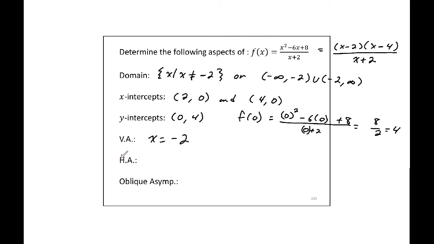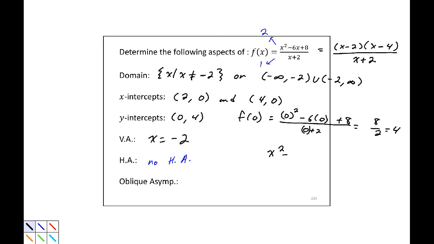Next, we want to look for a horizontal asymptote. And again, for this, we'll want to look at the degrees of our numerator and denominator. Our numerator has a degree of 2, and our denominator has a degree of 1. Because our numerator has a degree that is larger than our denominator's degree, there is no horizontal asymptote. However, because there's no horizontal asymptote, we need to check for oblique or slant asymptotes. So we'll perform long division with these two polynomials.